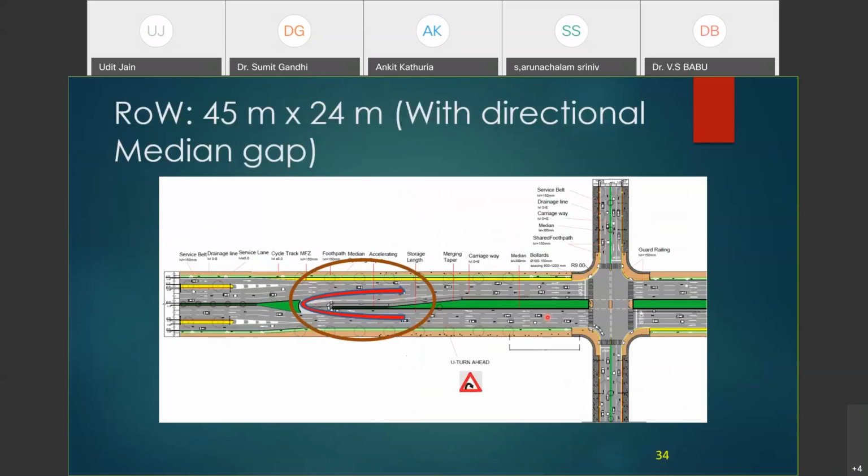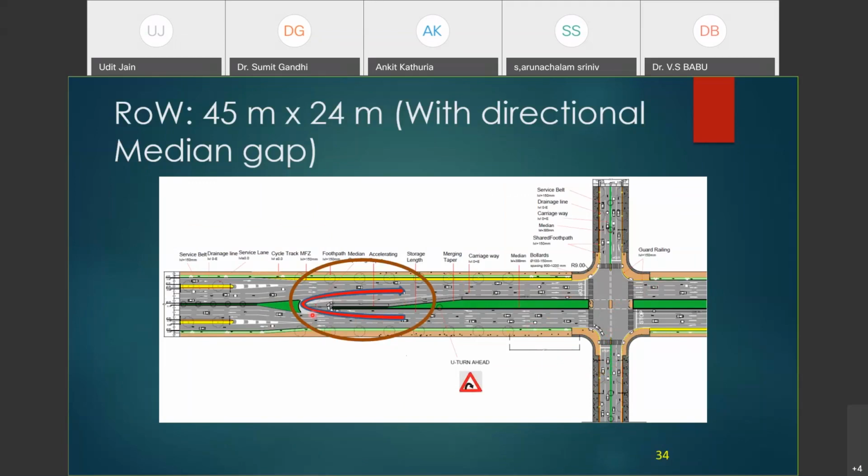This is another way in which we tend to reduce the number of conflict points. Let's say the vehicles coming from the southern arm, and the traffic volume moving from the southern arm to the eastern arm, that is a right turning volume, is very, very less. Sometimes what we do is restrict the right turning volume and force them to take a left turn and take a U-turn at this median cut and move ahead in this direction.